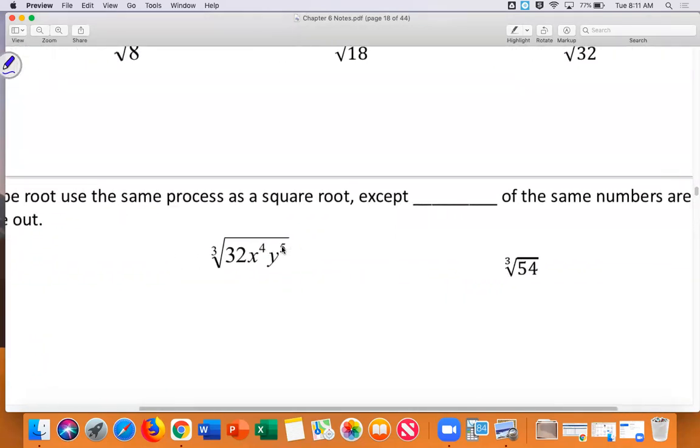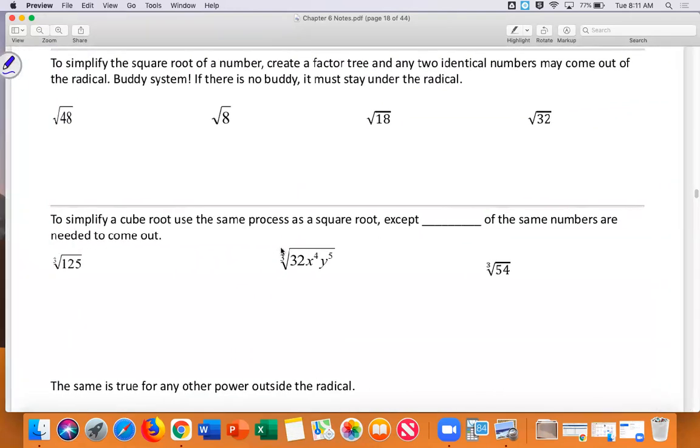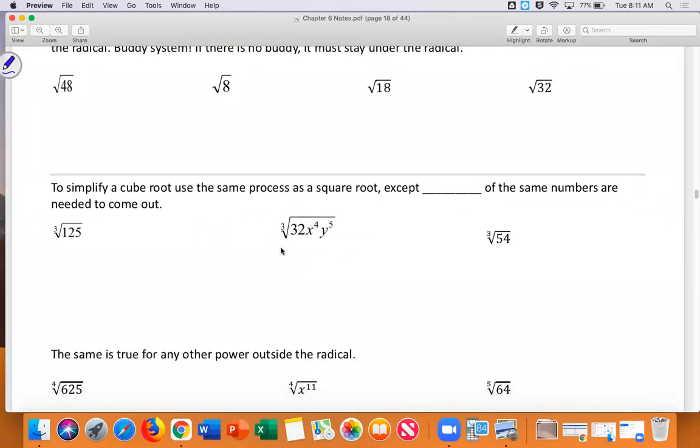All right. This is a little bit trickier. So it says to simplify a cube root, use the same process as a square root, except we're looking for 3 of the same number. Now, how do I know I'm looking for 3? See the 3 outside? So I'm looking for 3 of the same number. Now, we're going to start with 125, and then we're going to go to 54, and then we're going to go back to that middle one.